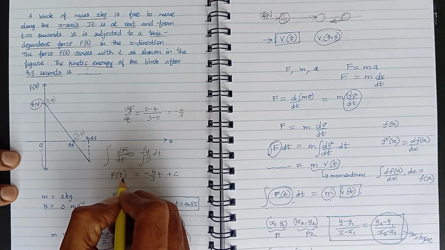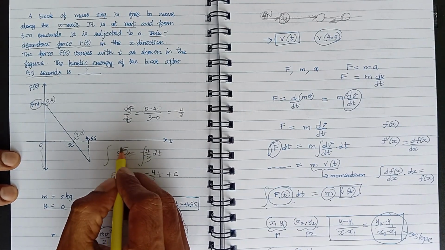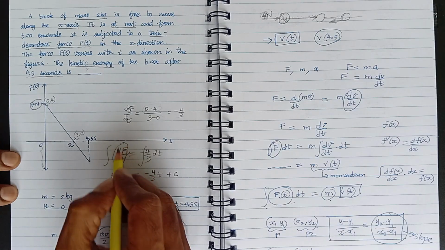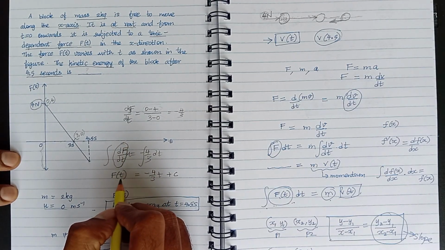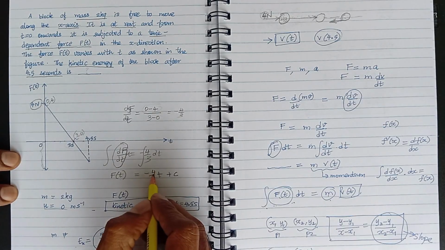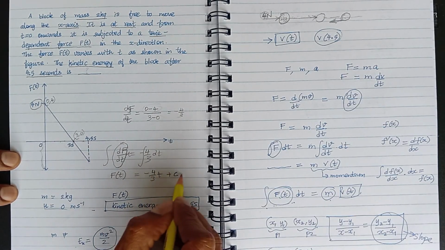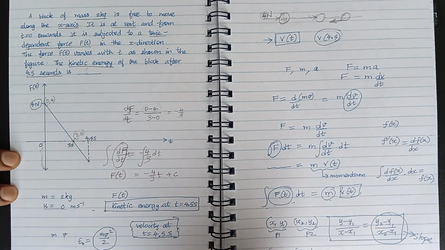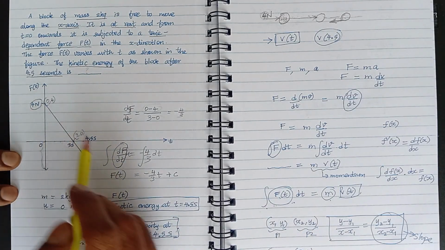On the left hand side you are going to get the original function f of t, because you are integrating the first derivative of force and you are going to get the force function itself. Okay, how are you going to find this c? Using one of these two conditions. For example, you can substitute this one here.